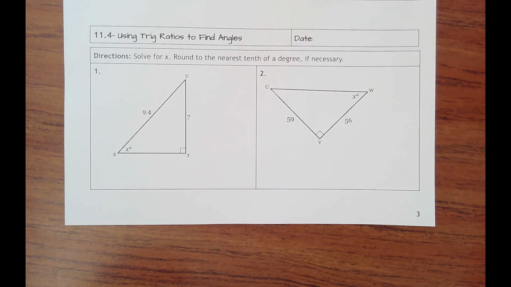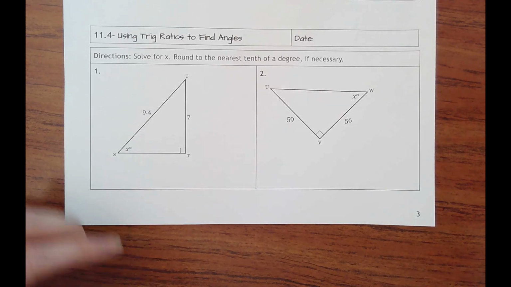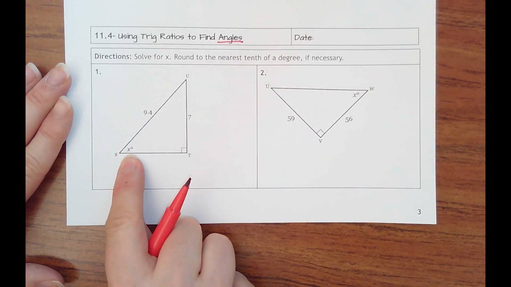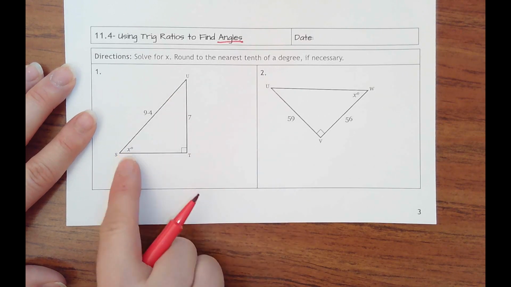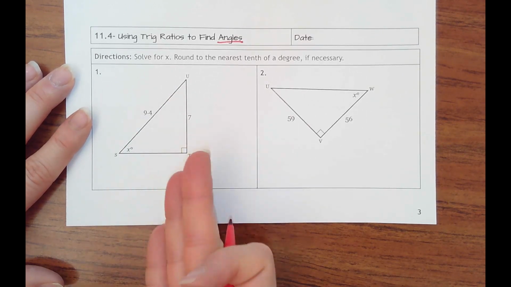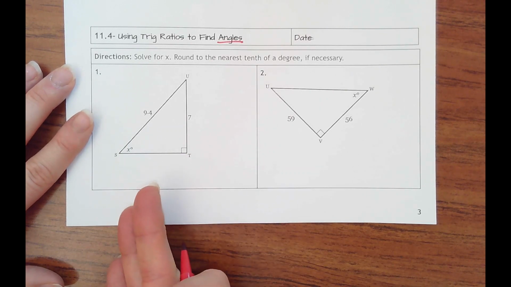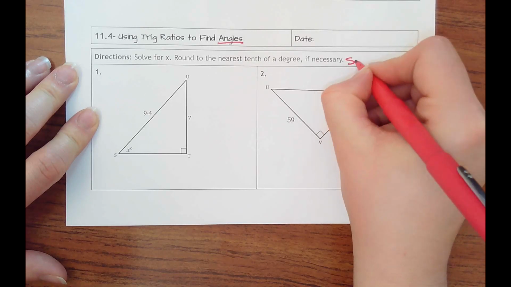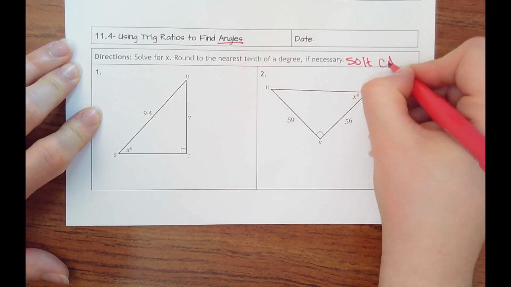Lesson 11.4 is using trig ratios, but this time we're going to find angles, because there's no other way to know what one of these acute angles is. It's not a special right triangle, and it doesn't tell me anything else about it. The Pythagorean theorem's only good for finding sides, not angles. So let's find the angles using trig. Remember our SOHCAHTOA, this becomes your best friend in trig.